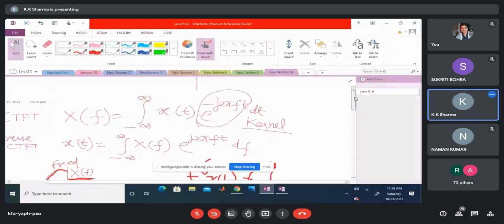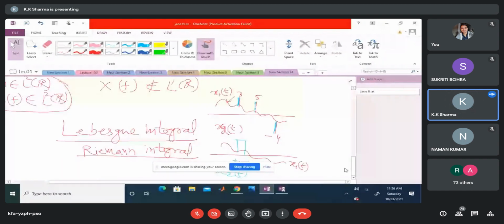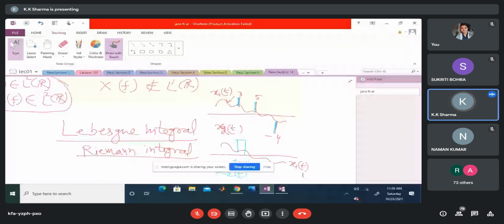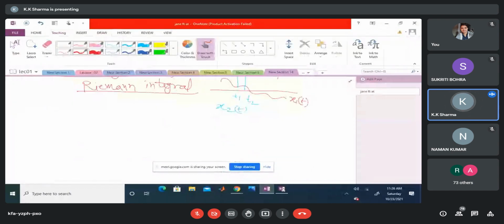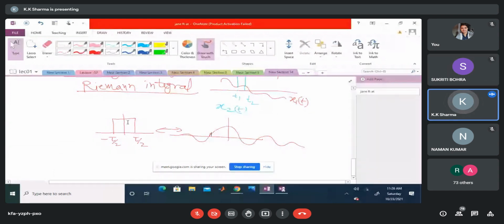Let me give another example, the most common example which you are familiar with. You start with a pulse signal which is starting from minus tau by 2 to tau by 2. Its Fourier transform is a sinc function. Agreed? Yes, sir. But this sinc function is not L1(R). This pulse is L1(R), but this sinc is not L1(R). That means you cannot take the inverse Fourier transform of this sinc function.